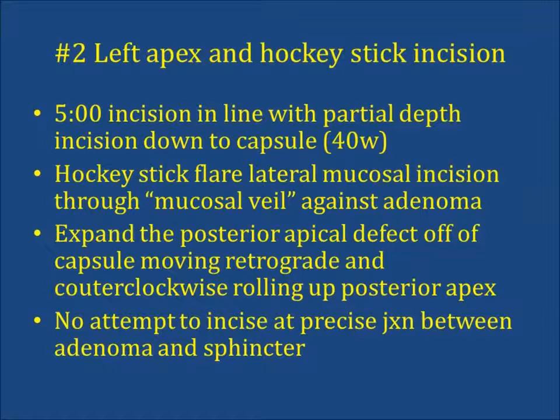Step 2 is 5 o'clock incision in line with the previously made partial depth incision. We're going to complete that 5 o'clock incision down to the capsule at the proximal verumontanum and then flare it out on the prostate adenoma through the mucosal veil. We will then expand that posterior apical defect off of the capsule, moving retrograde using blunt dissection and some sharp dissection as well. We move up counterclockwise, rolling up that apex.